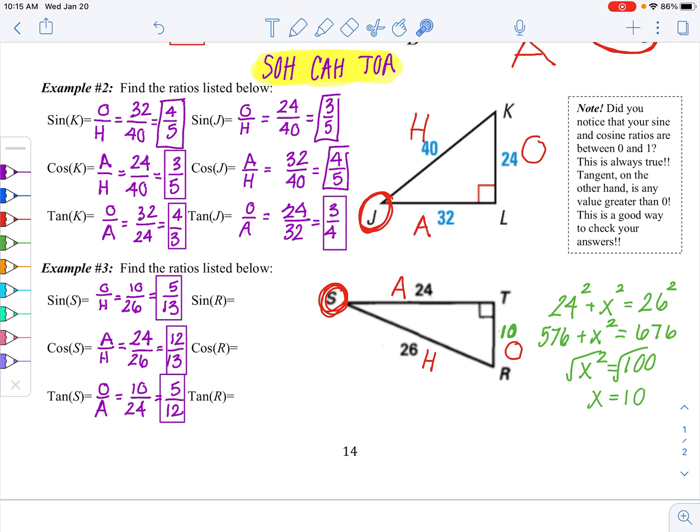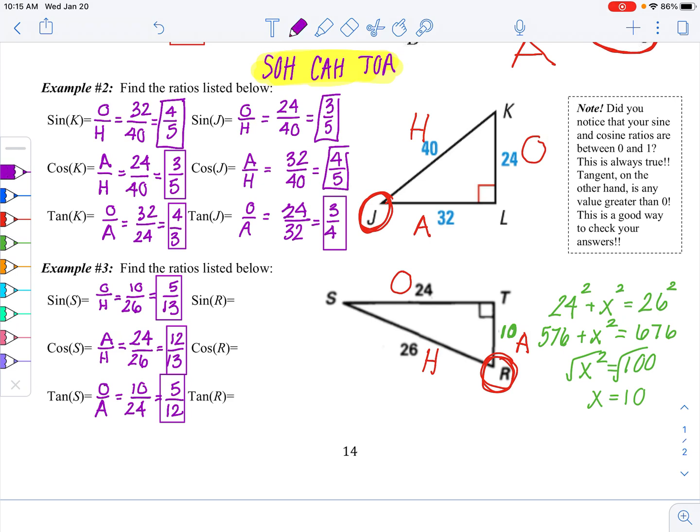Almost done. We're now going to do these three, but notice the angle of focus is R now. So go to your picture, erase your OAH because we need to start fresh with now angle R being the angle of focus. This side becomes opposite. This is the adjacent, and 26 is still the hypotenuse. Please pause the video and see if you can find those three trig functions.